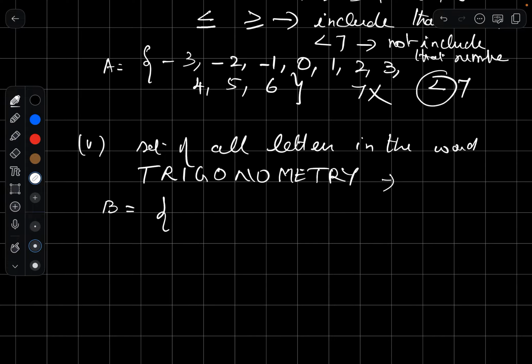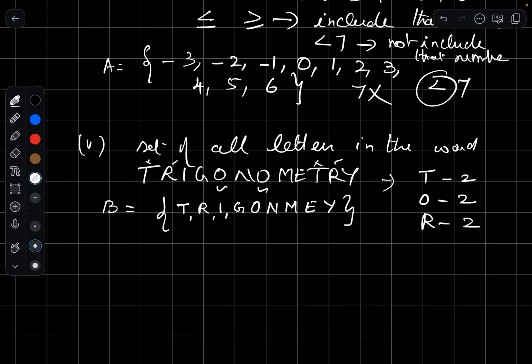So what are the letters that repeat? T, how many times? 2 times. Then O, how many times? 2 times. Any other letter? R. R is repeating 2 times. Here, this is R 2 times, T 2 times, and O 2 times. Is any other letter repeating? No. So what letters are you going to write? T, R, I, G, O, N, M, E, and T and R you have already written, so Y. Okay. And between them you have to put commas because you are listing the elements. Without commas, you should not write the elements.